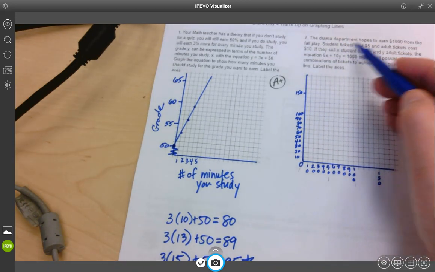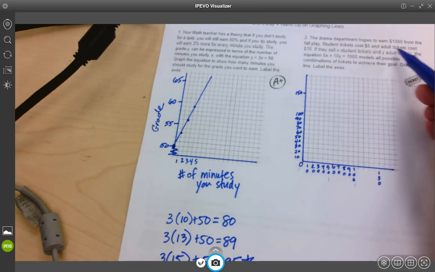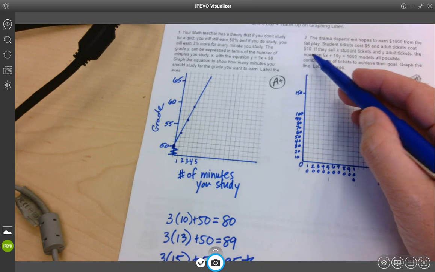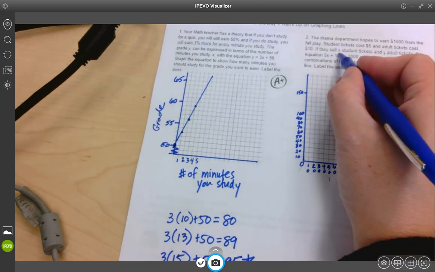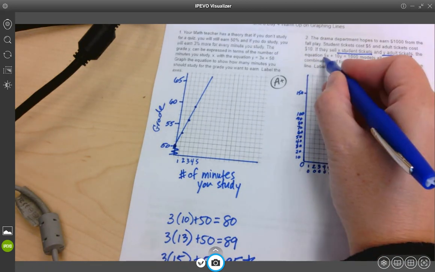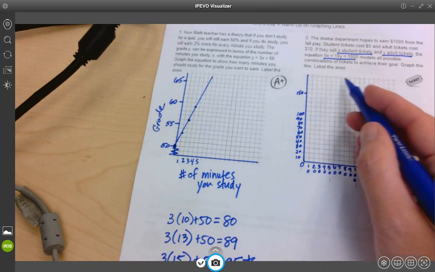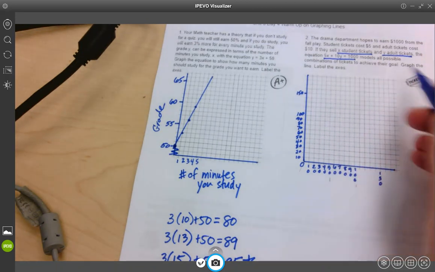A Drummond apartment hopes to earn $1,000 from the play. Student tickets cost $5 and adult tickets cost $10. If they sell X student tickets and Y adult tickets, the equation will be 5X plus 10Y equals 1,000. Find all possible combinations of tickets to achieve their goal. Graph the line and label the axis.